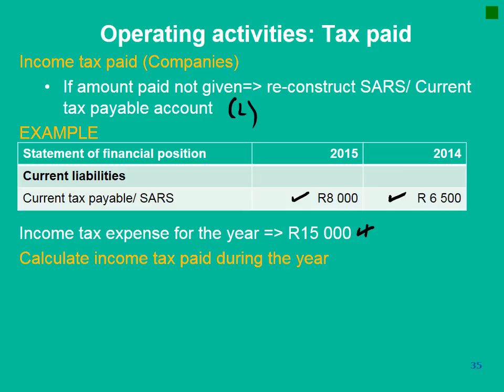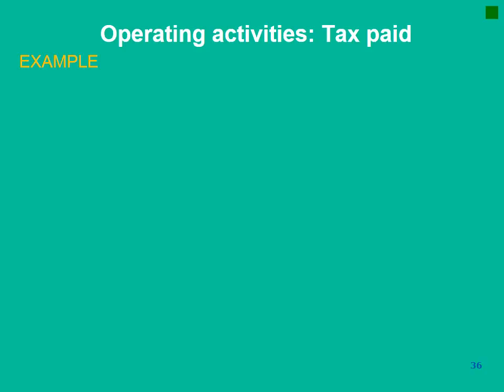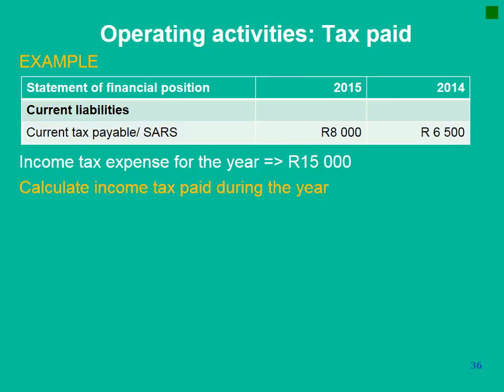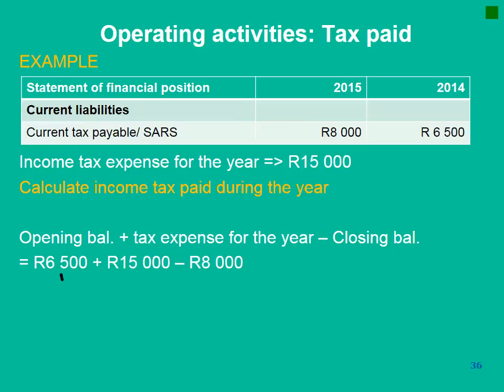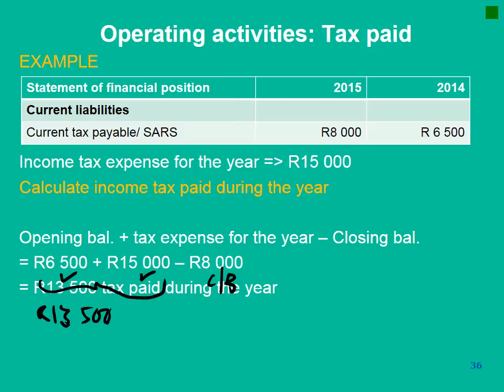So we're going to calculate the income tax for the year, and we're going to show you an alternative calculation. So if I take the opening balance and I add the tax expense, that's how much we owe SARS, and I subtract the closing balance, I'm going to end up with 13,500. Sorry, I've written over that now. 13,500, which will be the actual amount I've paid to SARS during the year.